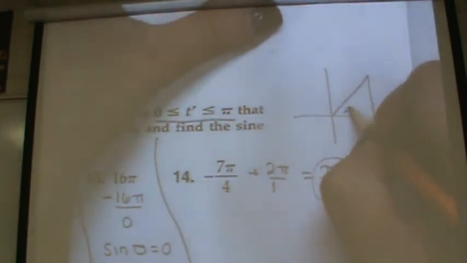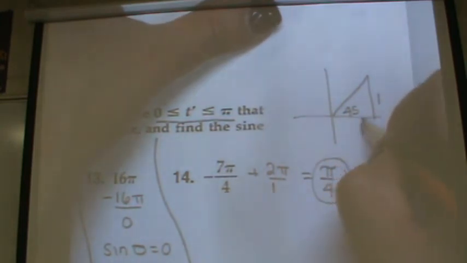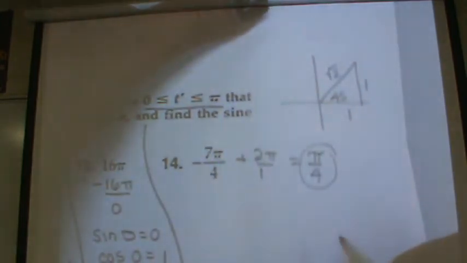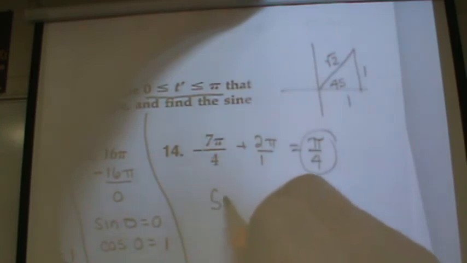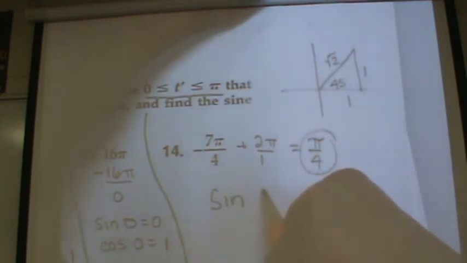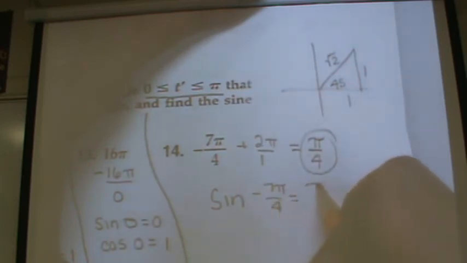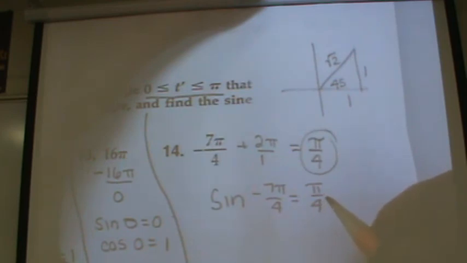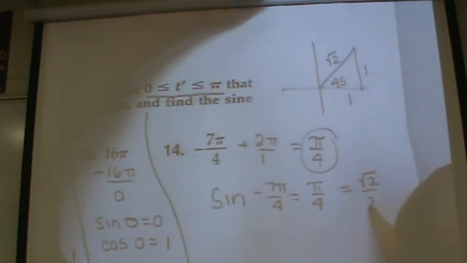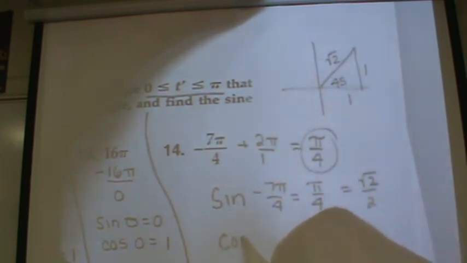It's a 45er, and you need to know the ratio, 1, 1, root 2. So what's the cosine and sine of -7 pi over 4? It's the same as pi over 4 because they're coterminal. So sine would be opposite over hypotenuse, which would be root 2 over 2. And actually cosine is going to be the same.